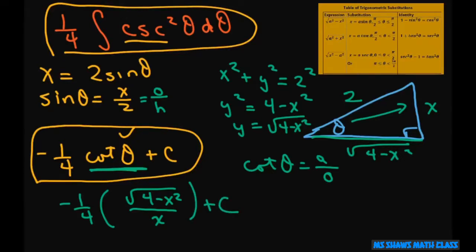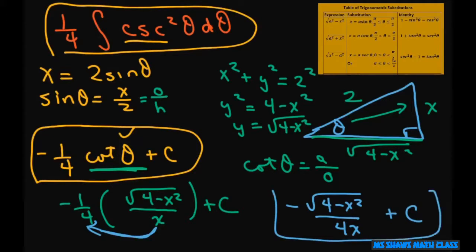Or you can simply write it as negative the square root of 4 minus x squared, go ahead and multiply these two, divided by 4x plus c. And that simplifies it a little better.